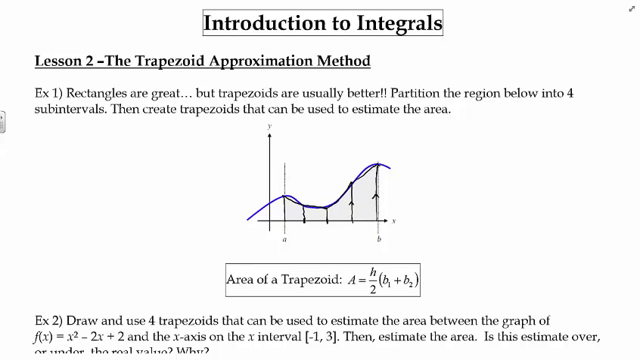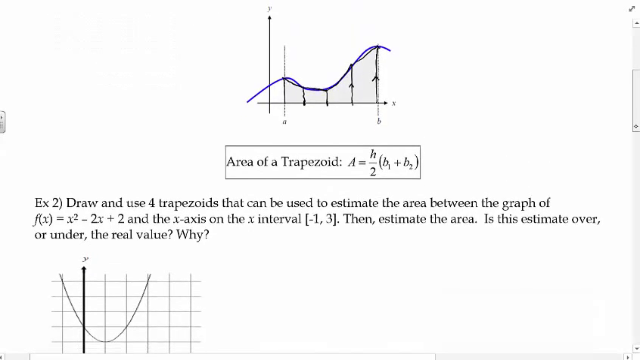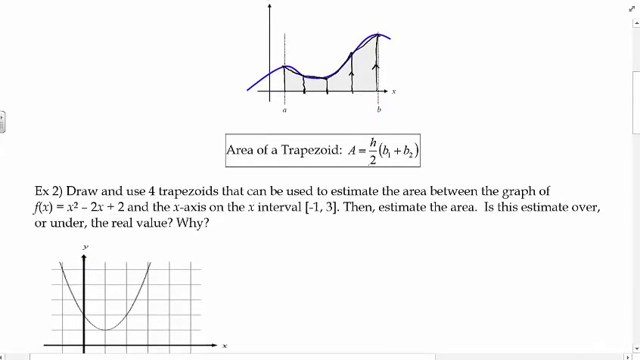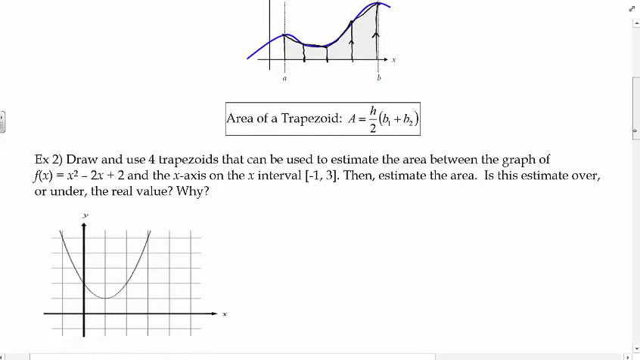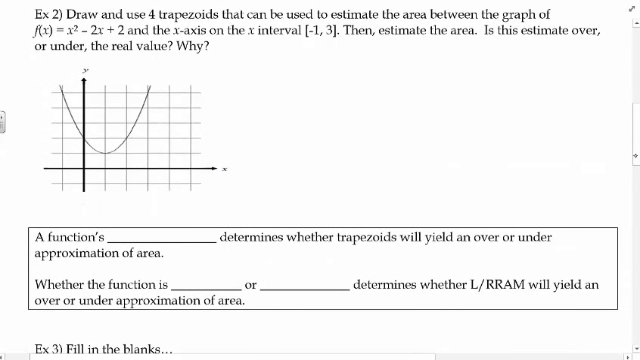All right? So one of the things you need to remember about all this is that if you have these trapezoids, the area of a trapezoid is h over 2 times b1 plus b2. H over 2 times b1 plus b2. And we're going to use that a whole bunch. So let's come down here and draw and use 4 trapezoids that can be used to estimate the area between the graph of this parabola and the x-axis on the interval from -1 to 3. Then estimate the area. Is this estimate over or under the real value?